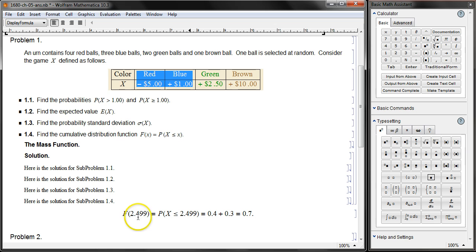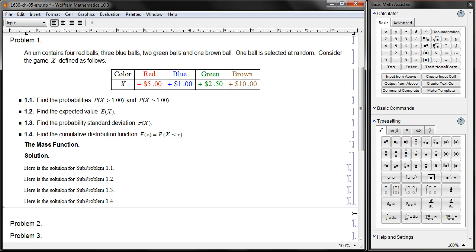But all of a sudden, when this hits 2.5, it's no longer two cases because green now kicks in. So the new probability is 0.9. So as you see, the cumulative distribution function has some jumps, and those jumps take place at the possible x values of the mass function.